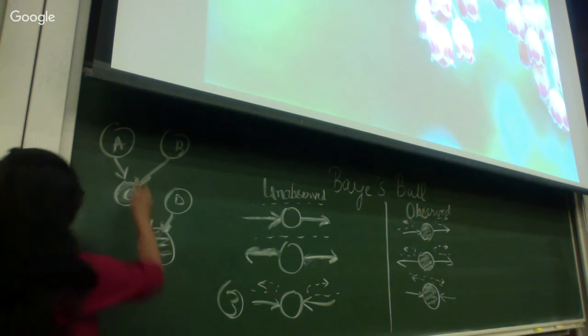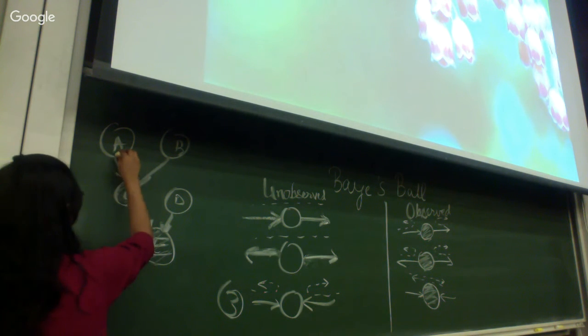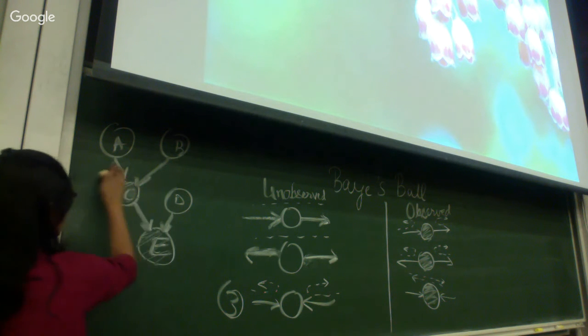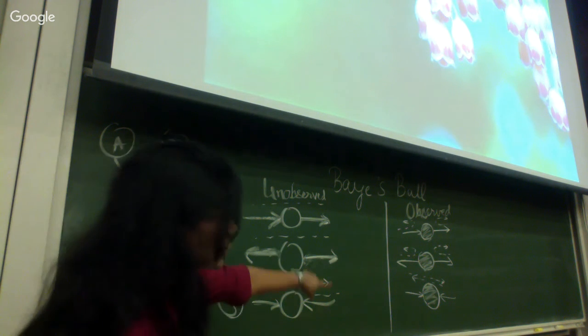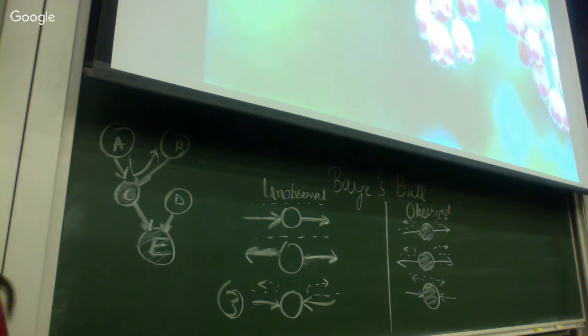Let's see. So C is observed. Is there a path between A, C, B? Now this is like the third case. There's a path. So A is conditionally independent of B.